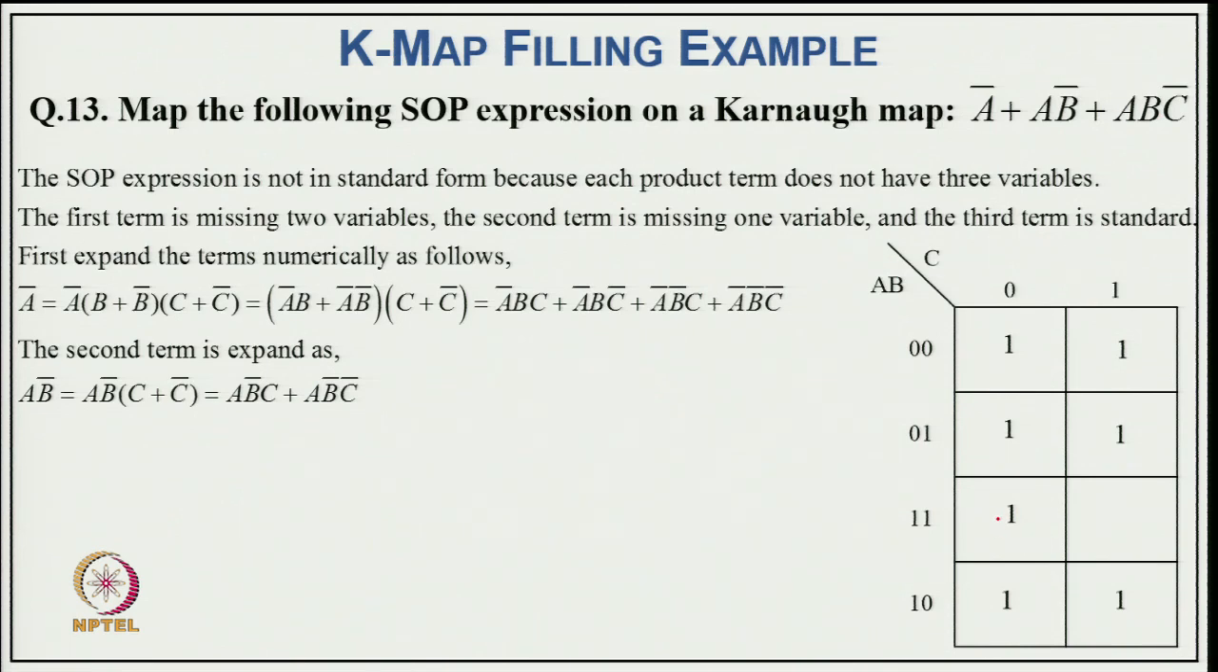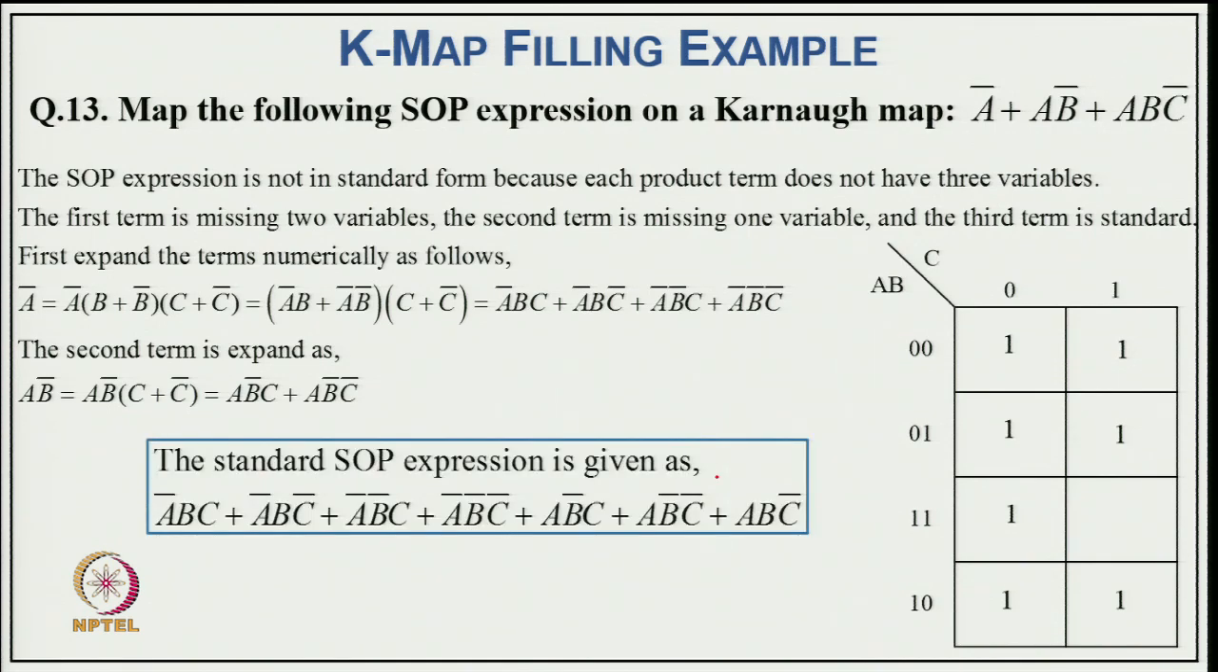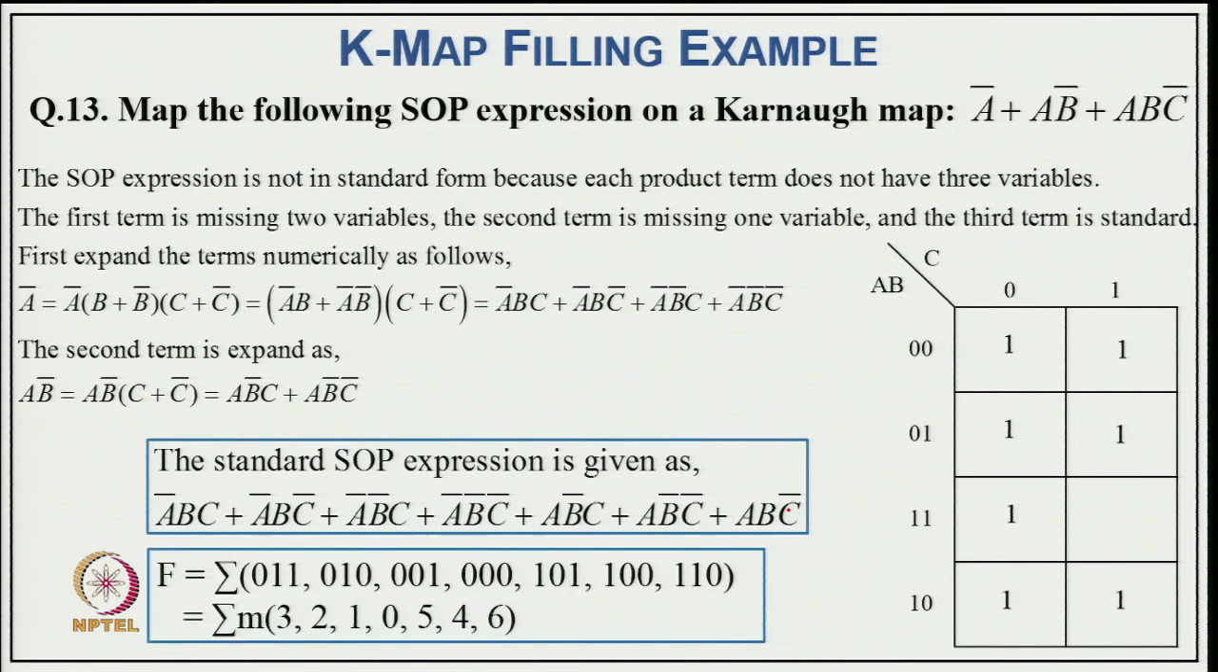So, this is all the ones, and you can have all this in terms of your expression here. A bar can be presented in terms of B and C, because they are missing, so you have to put B and C here, and this comes to 4 minterms. The second term of the sum of products can be this, and the third term is taken as it is. Now you have all terms corresponding to all ones here, and you can call it sum of M 3 2 1 0 5 4 6.